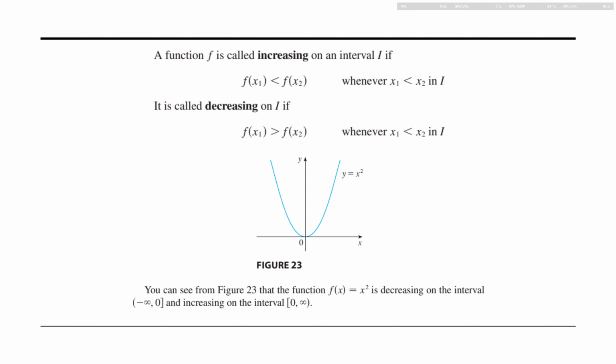There you can see a graph of a parabola, y is equal to x squared. You can see from figure 23, right above there, that the function f of x equals x squared is decreasing on the interval minus infinity to 0, including 0, and increasing on the interval 0 to infinity, including 0 as well. Alright, that's very clear to see.